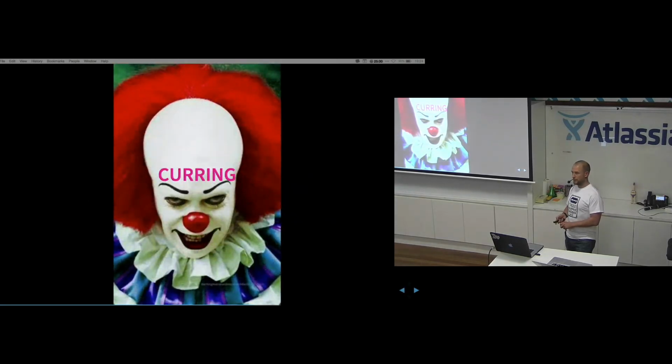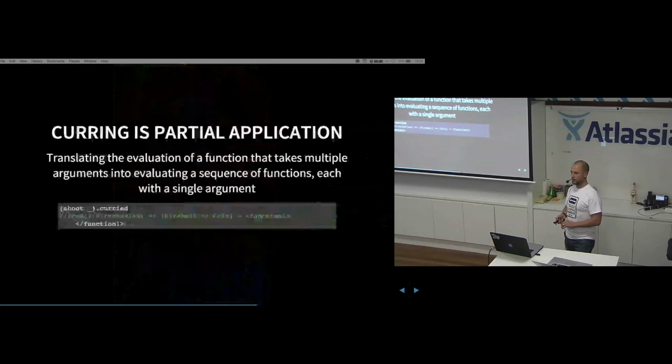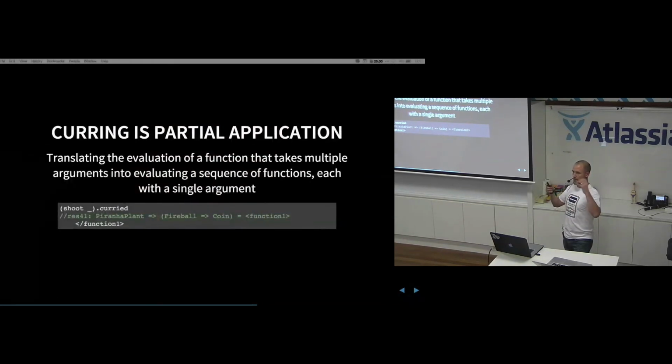Currying is partial function application. It means we take our function, which takes two parameters, and we turn it into a function which takes a piranha plant and returns back a function that takes a fireball and gives back a coin. When you give that function the fireball, it will give you back the coin. So that's currying. Here we do shoot _.curried, and that gives back a function which takes a piranha plant, returns back a function that takes a fireball and gives us back a coin.